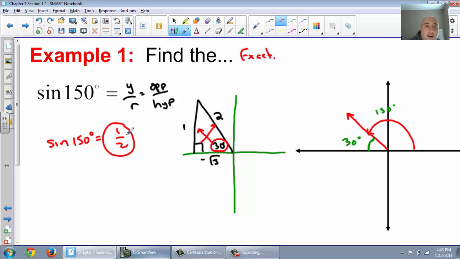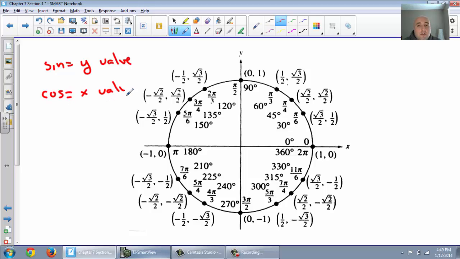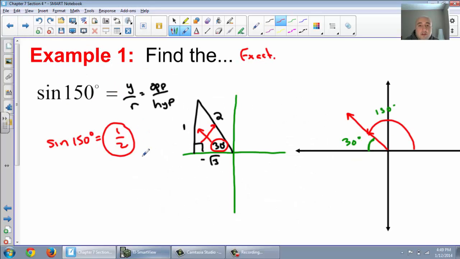Okay. Now, if we go back to our unit circle now, and I get rid of all the markings, the sine value, sine is always your y value, and cosine is always your x value. So if we find 150 degrees, here's our ordered pairs. What is our y value here? It's 1/2. That's our sine. Isn't that what we figured out? Yep, we got 1/2, so we know we got the correct answer.